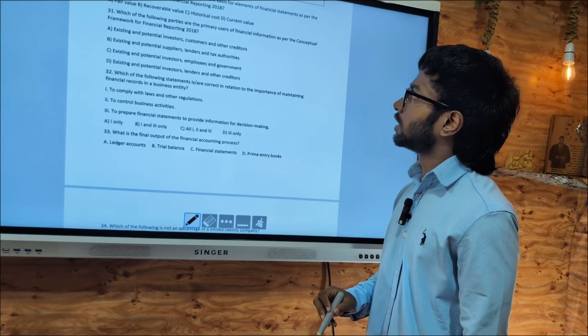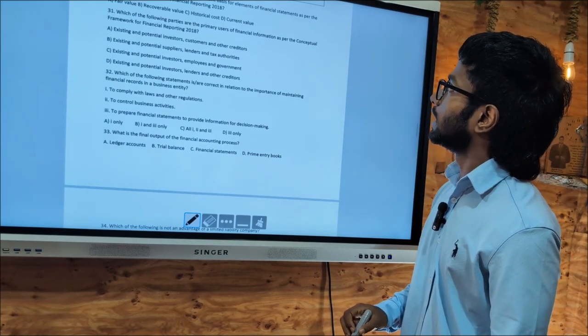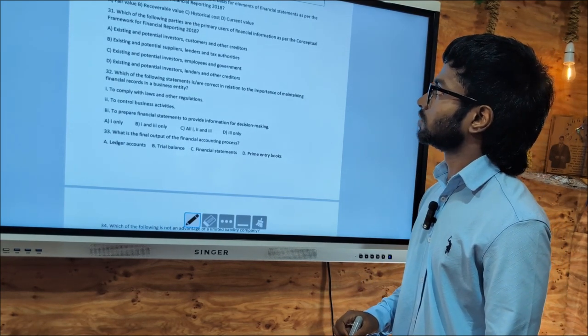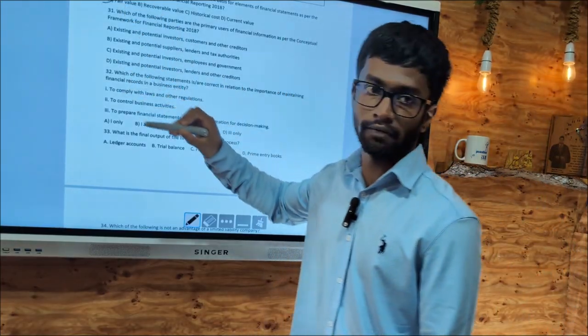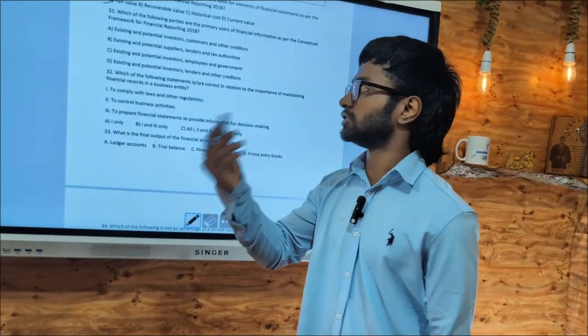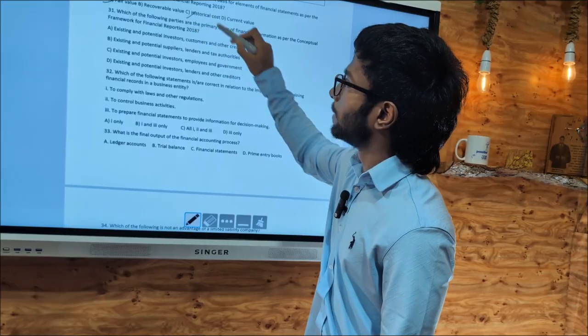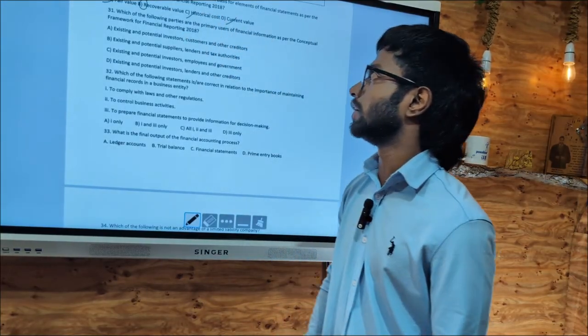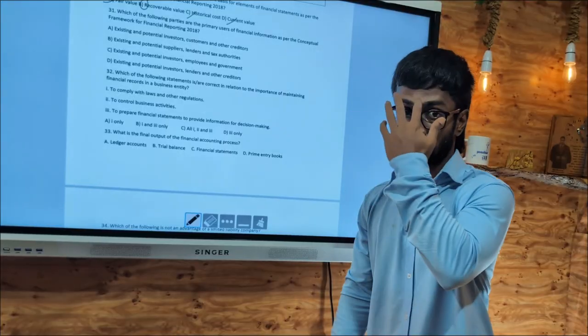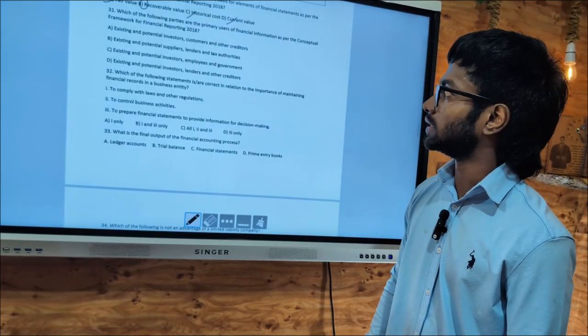Which of the following is not a measurement basis for elements of financial statements as per the conceptual framework? So you have fair value. You can measure at fair value. That is the amount that you can exchange it for. You do measure at historical value, also at current value. There is no such thing called recoverable value. You don't measure at that value. That should be the answer.